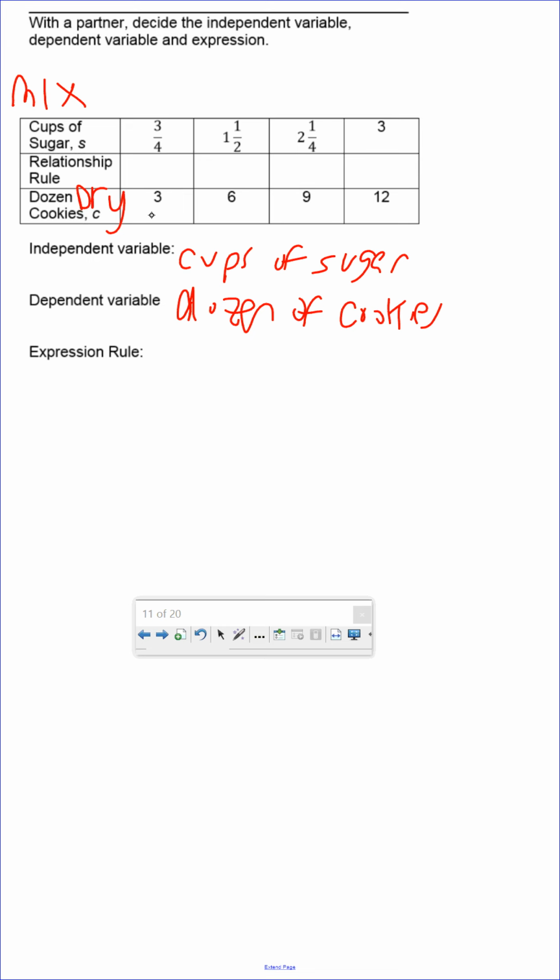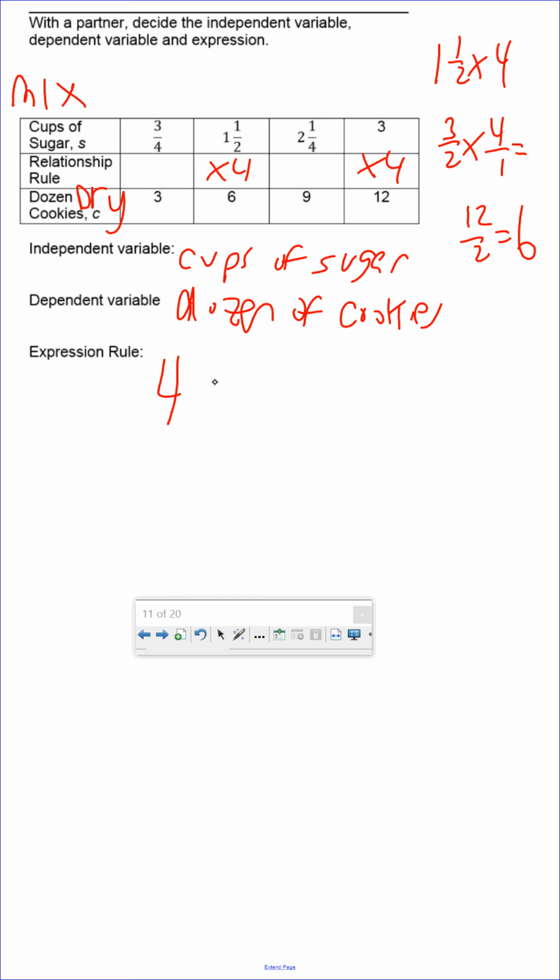So 3/4 becomes a 3. 1.5 becomes a 6. 2 1/4 becomes a 9. 3 becomes a 12. I don't know about you, but I'm going to start with the whole numbers here. I think it's times 4 because I know if you had 1.5 times 4, that would equal 6, because you turn the mixed number into an improper fraction and then multiply by 4 over 1 and you get 12 over 2, or 6. So the relationship is times 4. So it's 4 times the cups of sugar, or 4s.